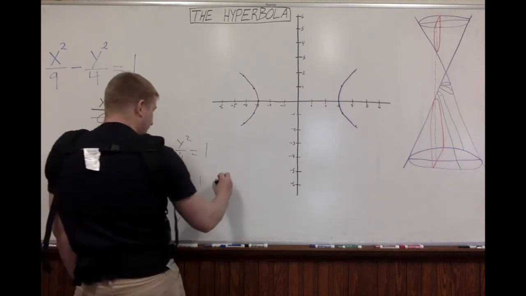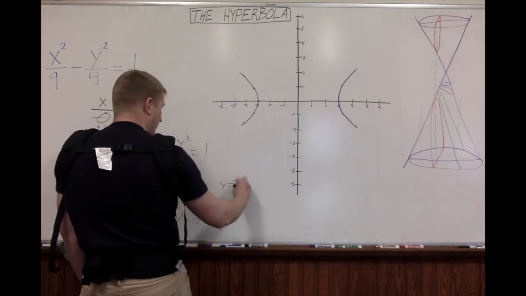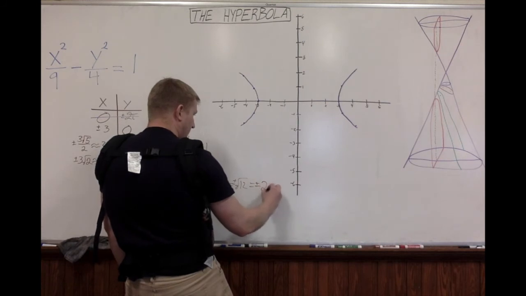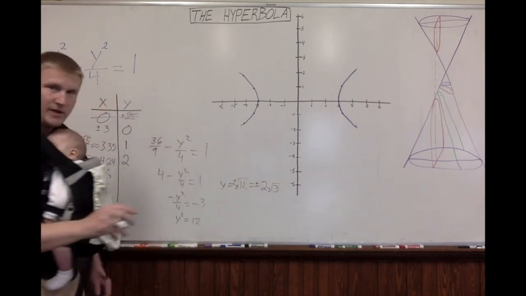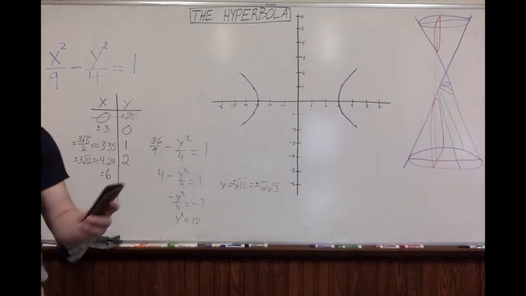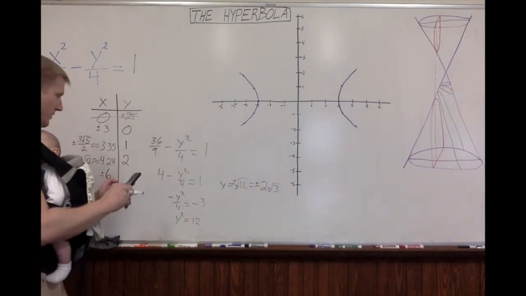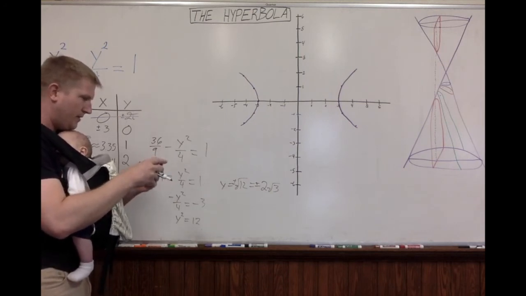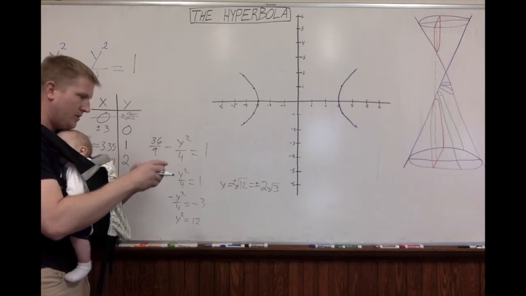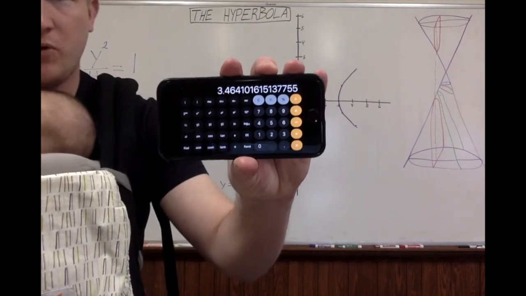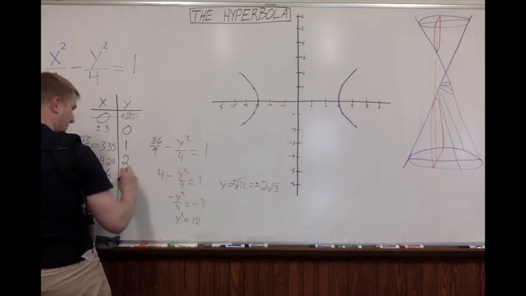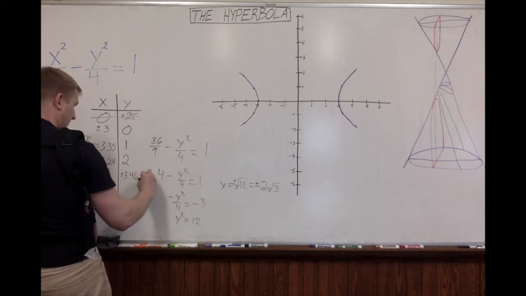Square root both sides. Y is equal to plus or minus the square root of 12, which we're just going to say is plus or minus 2 root 3. And if I get my trusty calculator, we can approximate what that's equal to. Let's see. Square root of 3 times 2. Ooh. It's about 3.46. So plus or minus 3.46, which is approximately equal to plus or minus 2 root 3.